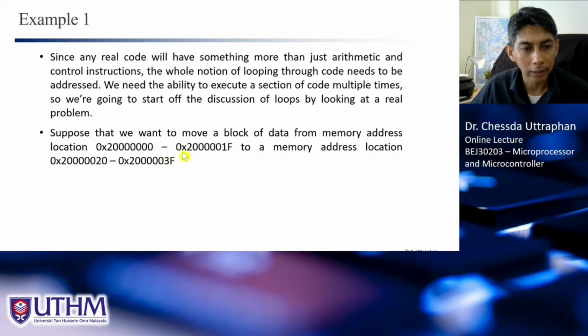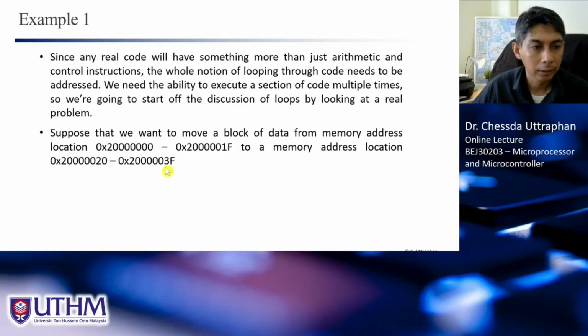20000000 until 2000001F, right? Means that the data is in between this location to this location, to a new location from this 20000020 until 2000003F. So we want to write the program to do this operation, right?